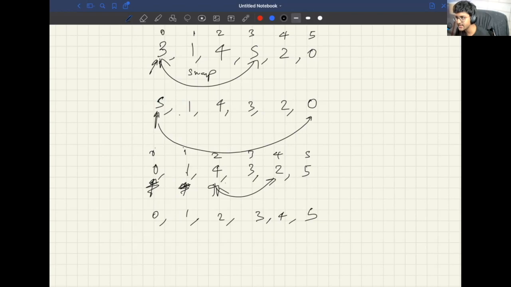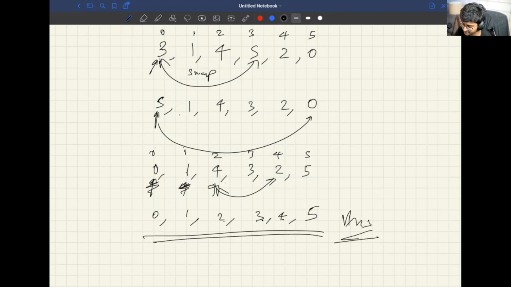Is 2 at the correct index? Yes. Is 3 at the correct index? Yes. 4 at the correct index? Yes. 5 at the correct index? Yes. Answer. That is how you cyclic sort an array.